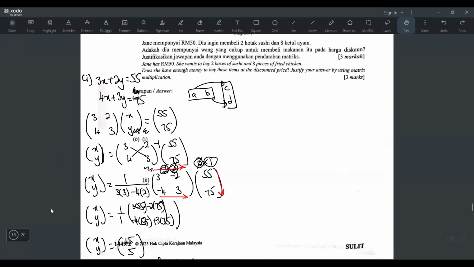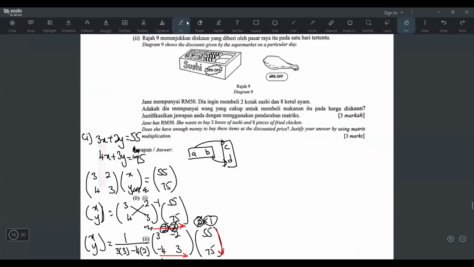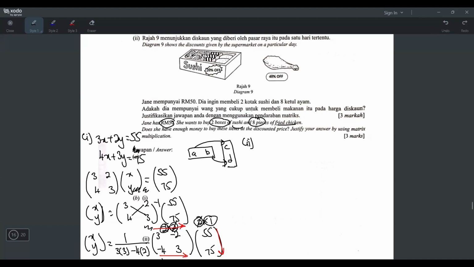Okay, done? Now we do question 2. So question 2 is here. Okay, diagram 9 shows the discounts given by supermarket on a particular day. So there is a discount, sushi 20% off, fried chicken 40% off. And then Jane has 50 ringgit. She wants to buy 2 boxes of sushi and 8 pieces of fried chicken. Okay. Does she have enough money to buy these items at the discounted price? Justify your answer by using matrix multiplication.